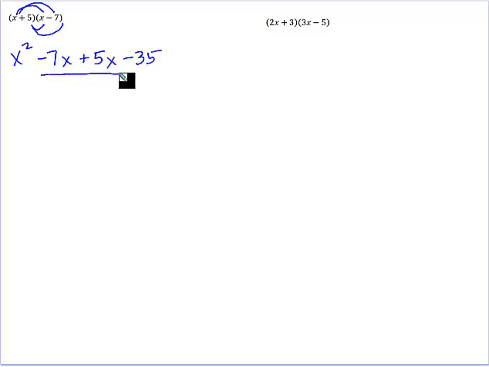Combining like terms, we have the x's in common. So we have x squared. Negative 7x plus 5x is a minus 2x, and then minus 35.